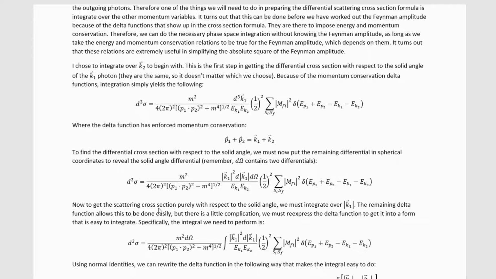Now, to get the scattering cross-section purely with respect to the solid angle, we must integrate over the magnitude of k1. The remaining delta function allows this to be done easily, but there is a little complication. We must re-express the delta function to get it into a form that is easy to integrate over. Specifically, the integral that we need to perform is this one.